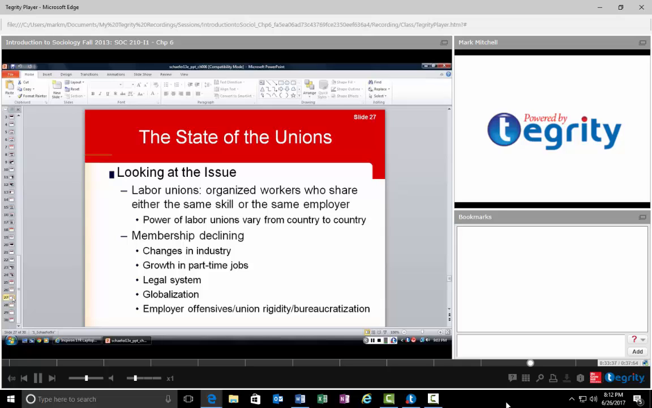All right, so here's some more about the unions here, looking at the issue there. Do look at the chart in our book, and you can see how the United States is near the bottom. There's not many countries listed there, but think about why that might be. And I've got a few suggestions here. So changes in the industry, part-time jobs, where the labor unions are probably not nearly as effective as compared to for the full-time workers there.